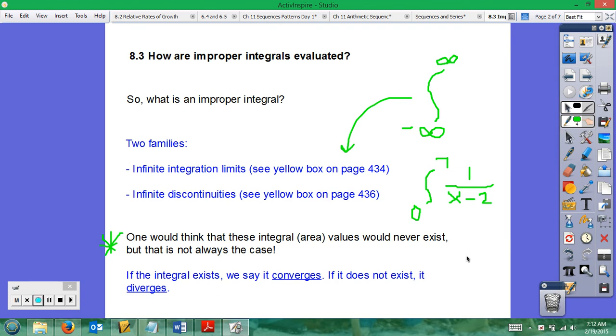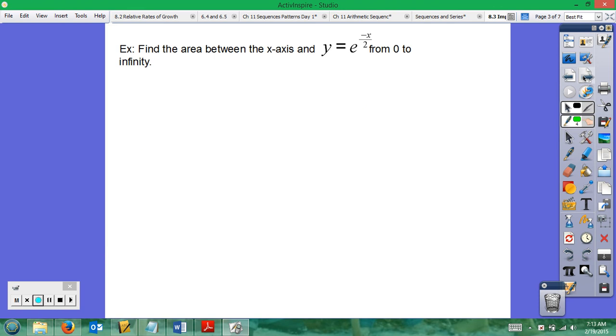Now, a couple of little vocab words, and we're going to use these a lot in the coming weeks: the words converge and diverge. If that integral exists, we say that it converges. If it does not exist, we say it diverges. So a question that asks, does an integral converge or diverge, is really just asking, does it have a value or does it not have a value? Well, let's look at one.